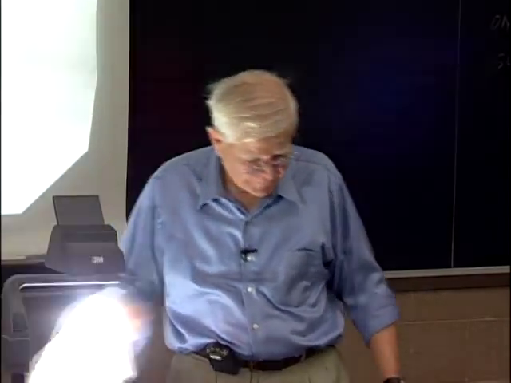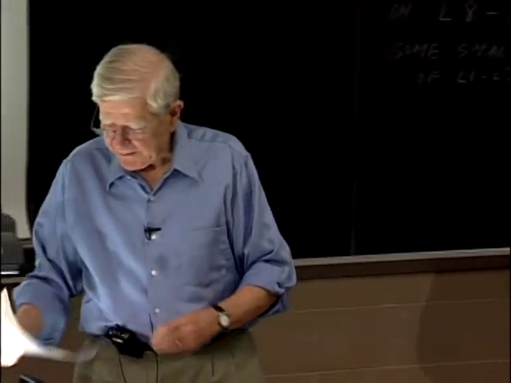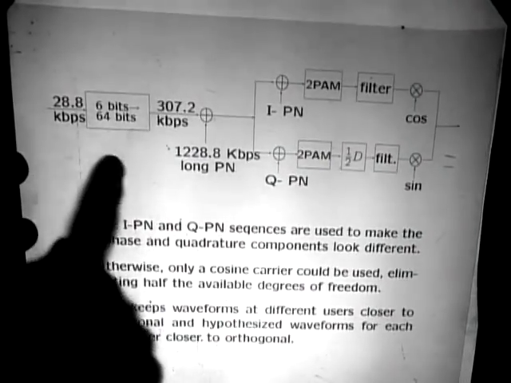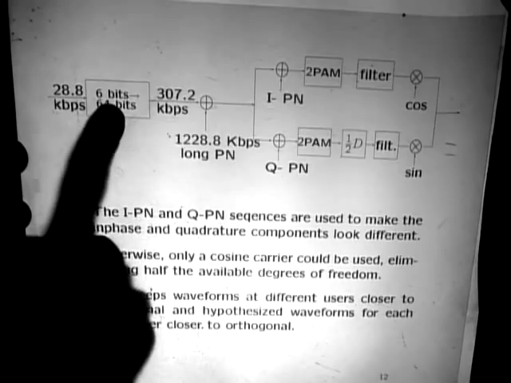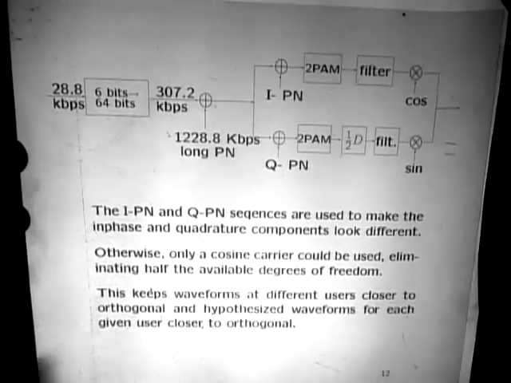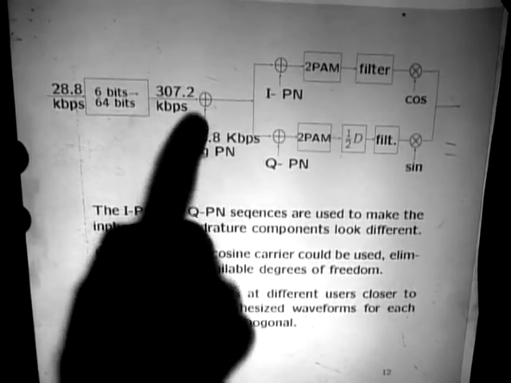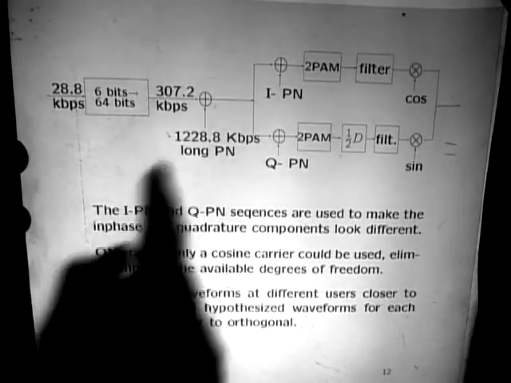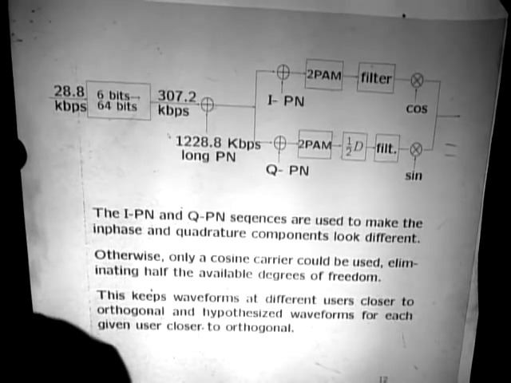Okay, so that lets us sort of summarize where we are with all of this. We started out with 28.8 kilobits per second. We've then gone into this Walsh function orthogonal waveform encoder, which comes out with 307.2 kilobits per second. We've then multiplied by this long PN sequence, 42 bits long, with 4 bits coming in here for each bit coming in here.